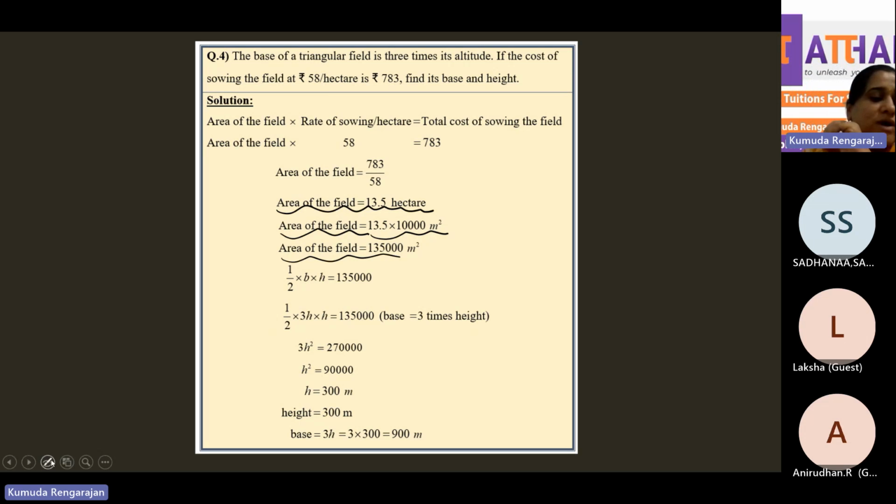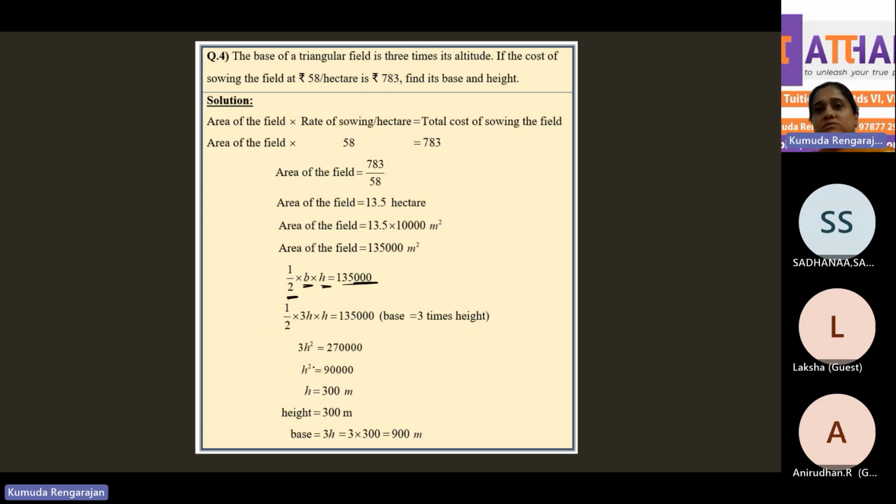Now half base into height is equal to the area of a triangle. What's the area of a triangle? Half base into height. So half into base into height is equal to 1,35,000. It's given that the base is 3 times the altitude. Base is 3 times the height. This is given to you. Base is equal to 3 times the h.